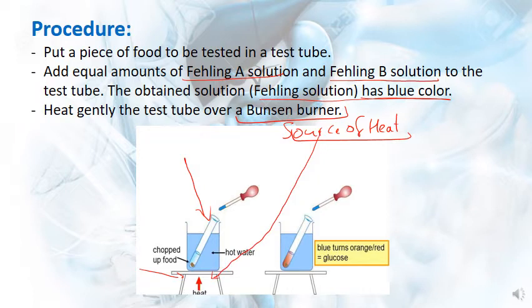So we repeat this. First of all, we put a piece of food to be tested inside the test tube, as shown here. Add equal drops or equal amounts of Fehling A and Fehling B solutions to the test tube. Fehling solution has a blue color. We will heat the test tube gently over a Bunsen burner, which is the source of heat. So step 1, put the food in the test tube to be tested. Number 2, add equal drops. And number 3, heat it gently over a Bunsen burner.